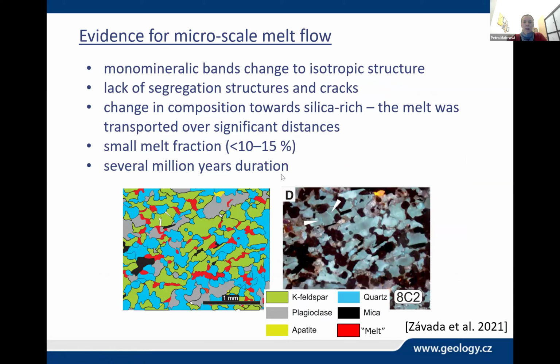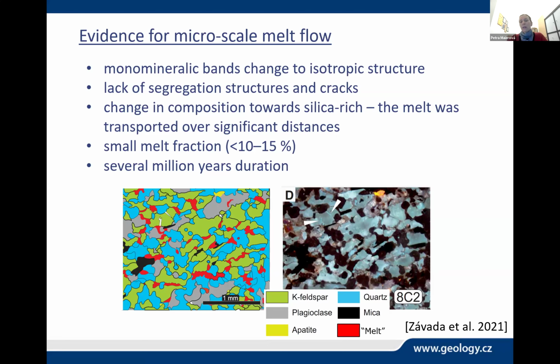We can see that this process took millions of years. And also, here on the microphoto and here on the map of different minerals, you can see these red regions. They are places that were interpreted to have crystallized from the melt. And you can see that they are really dispersed. They are located along grain boundaries. And so it looks like the melt really moved along grain boundaries. So now we have some evidence for melt flow through continental crust.